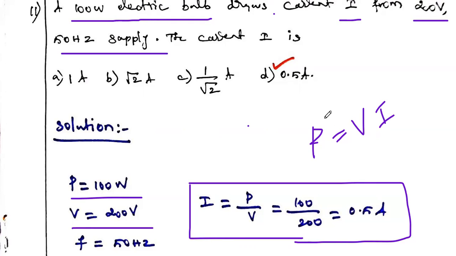So from that relation, P and V are given, and we have to find I. After rearranging, the current I can be written as P divided by V. The power is 100, voltage is 200. So 100 divided by 200 is 0.5 amps. So D is the correct option.